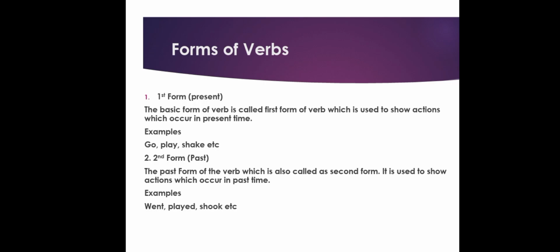Then at second number, we have the second form, which is called the past form. The past form of the verb, which is also called the second form, is used to show actions which occurred in past time. Here are some examples: went, played, shook, etc.